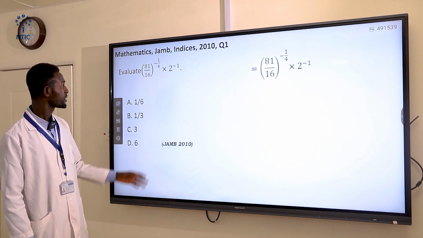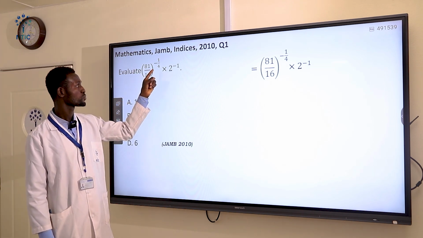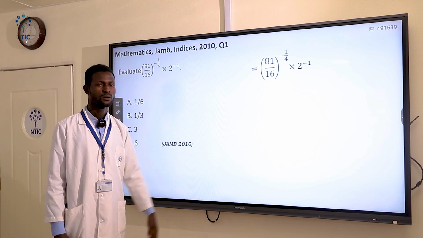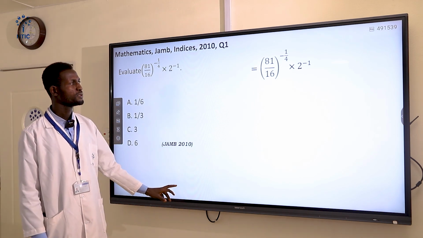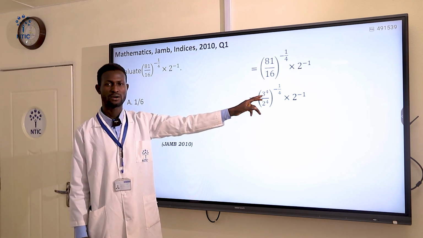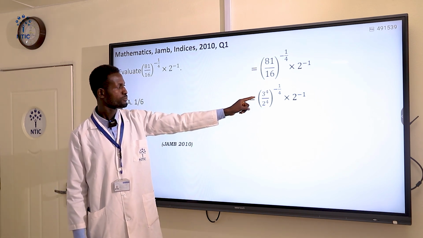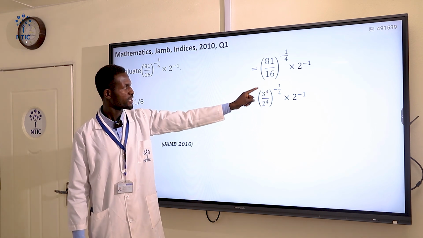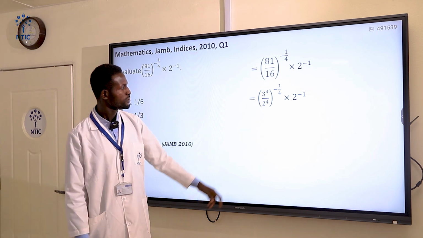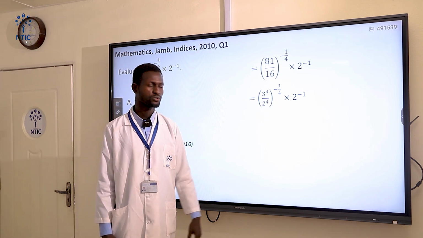In this question, we are to evaluate (81 over 16) raised to the power of minus 1 over 4 times 2 raised to the power minus 1. So to solve this, we express the question in that form. Then we express 81 and 16 to their respective bases. If you put 81 to the base of 3, you have 3 raised to the power 4. And if you express 16 to base 2, you have 2 raised to the power 4, then raised to the power of minus 1 over 4 times 2 raised to the power minus 1.